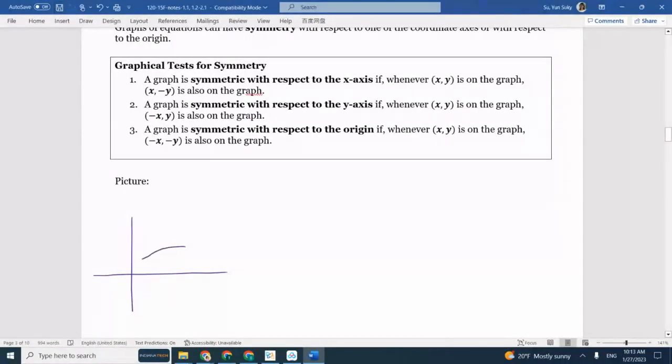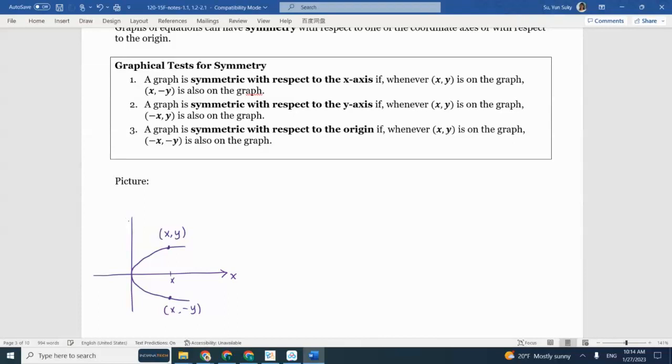All right, look at this picture. So this is the point (x, y), right? And then look at this point. Do you see the x coordinate is the same? But the y coordinates, this is y, and then this is below the x-axis, right? So the y is negative. So this is negative y. Okay. So this is symmetric with respect to the x-axis.